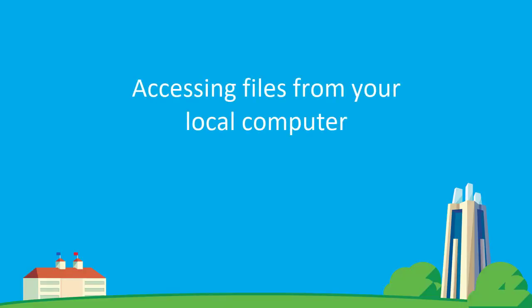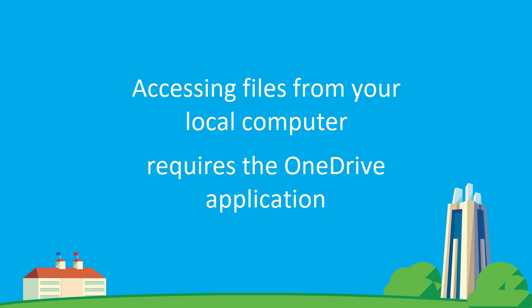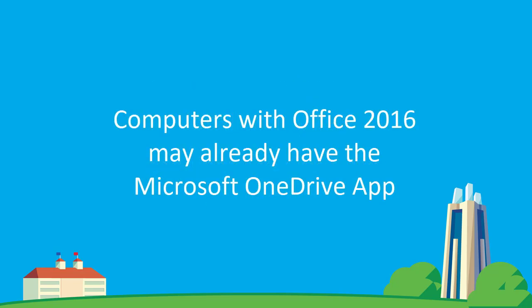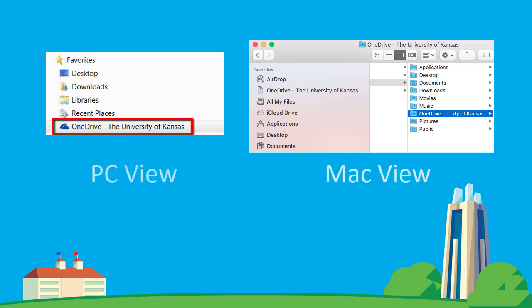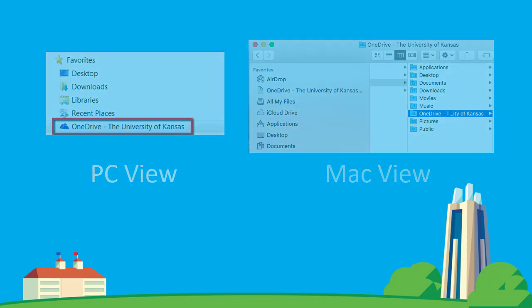To view your online files locally, you'll need to have the OneDrive application on your computer. This may already be installed on computers with Office 2016 software. Please check the KU Knowledgebase for the most up-to-date instructions at knowledgebase.ku.edu. When you are finished, you'll see OneDrive, the University of Kansas, as an option in your computer's file browser, and you'll be able to save to OneDrive for Business from your Office software.